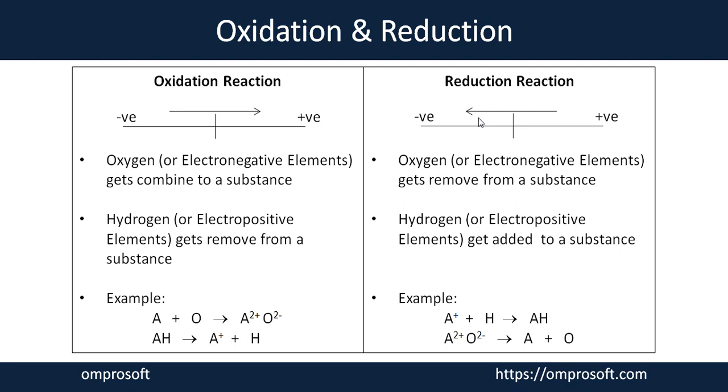So we can say in simple terms, during a reaction if any substance is allowed to lose electrons, that reaction is considered an oxidation reaction, and if a substance is allowed to take electrons and reduce itself, that reaction is considered a reduction reaction. Now we discuss both reactions with respect to oxygen and hydrogen.